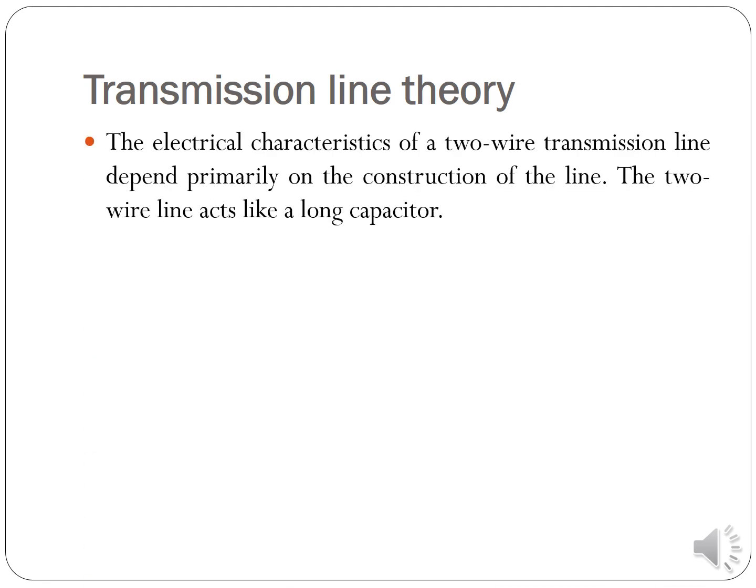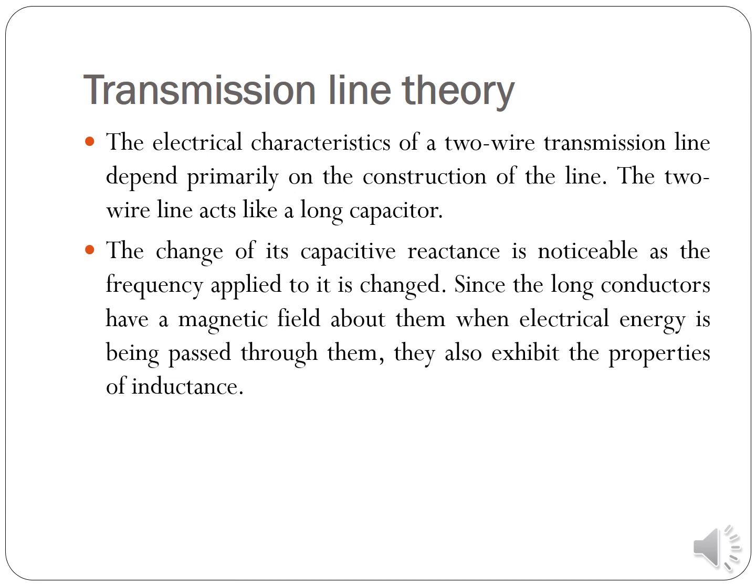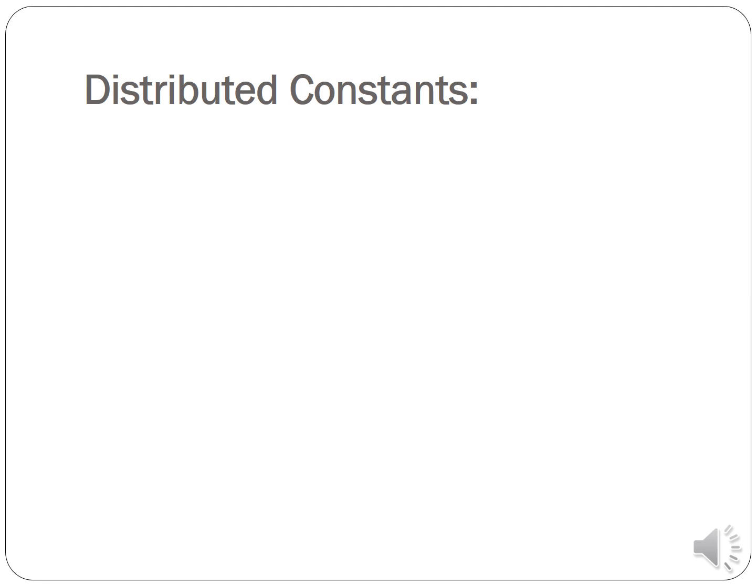Transmission line theory. The general characteristics of a two-wire transmission line mainly depend on the construction of the line. The two wires act as a long capacitor. The change of the capacitive reactance is noticeable as the applied frequency is changed. Since the long conductor has a magnetic field when electric energy is passed, it has the property of inductance.